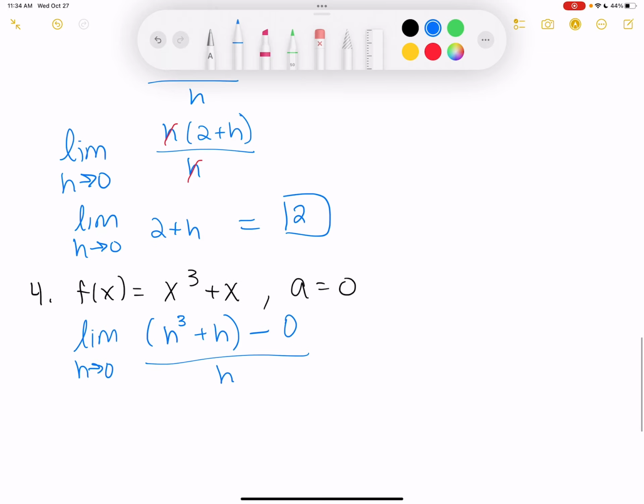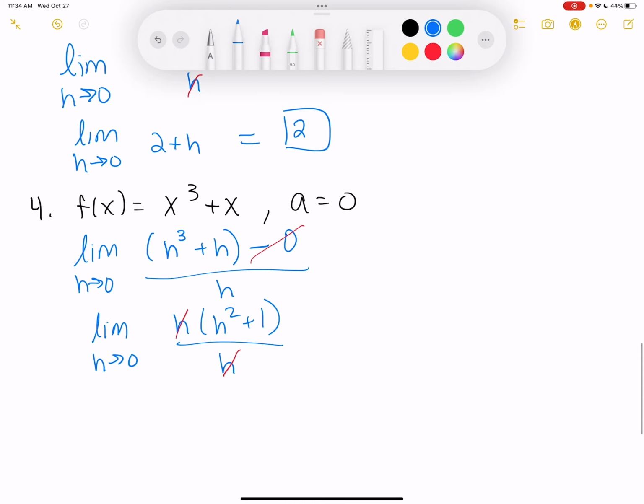So obviously we can ignore that. So I can pull an h out of the top. So the limit as h approaches 0 of h times h squared plus 1 all over h. The h's cancel, leaving you with the limit as h approaches 0 of h squared plus 1. So h is going to 0, meaning I'm left with just 1.